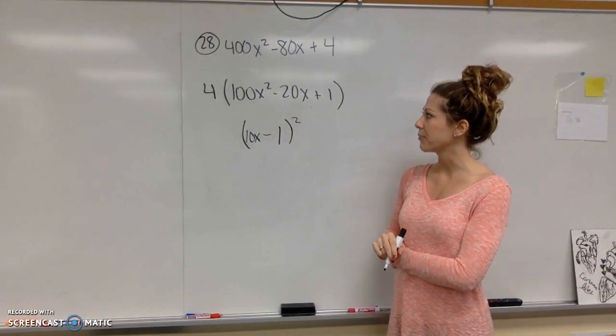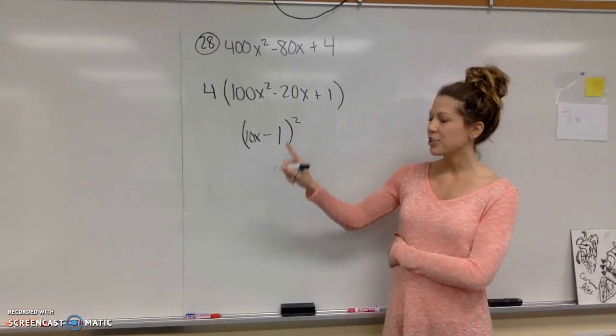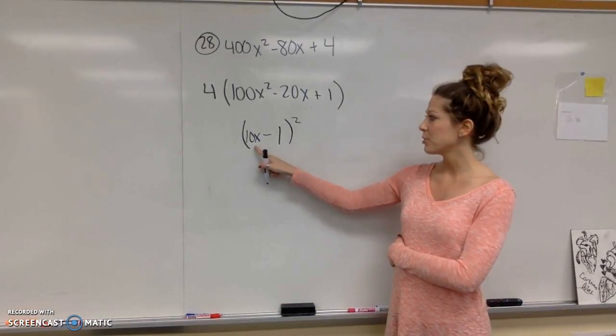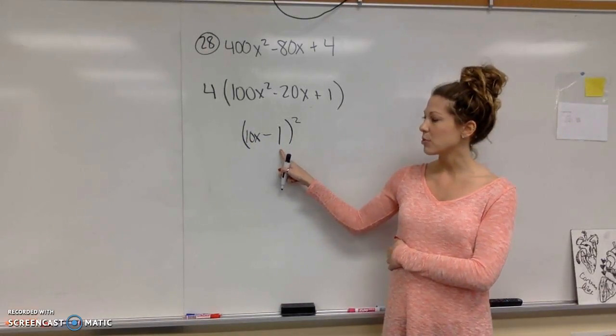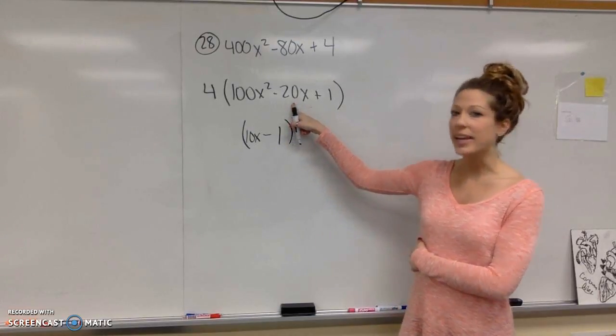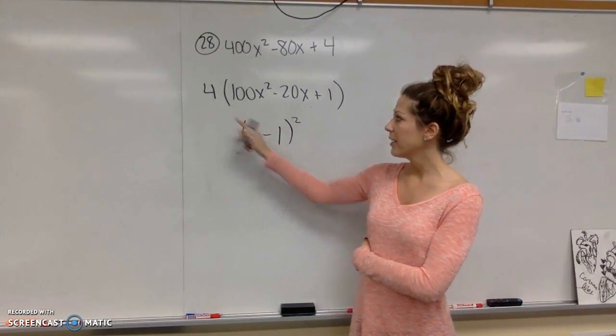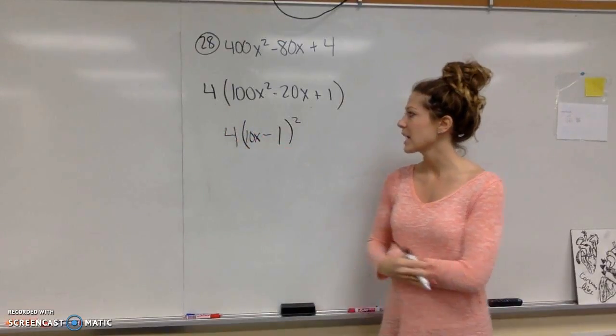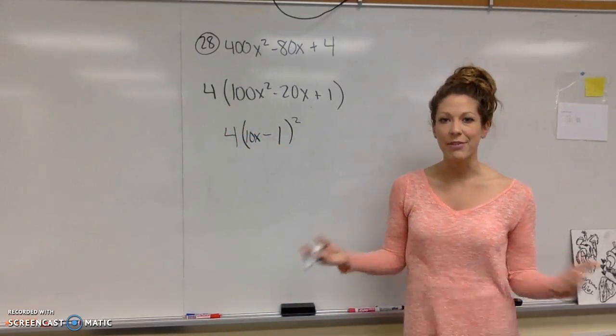Let's check the middle term first. So our middle term, we take 2 times the front times the back, so 2 times 10x times 1, and we do get the 20x, or negative 20x. So it does check out, and then we've got to keep our greatest common factor in front, and that would be your final answer.